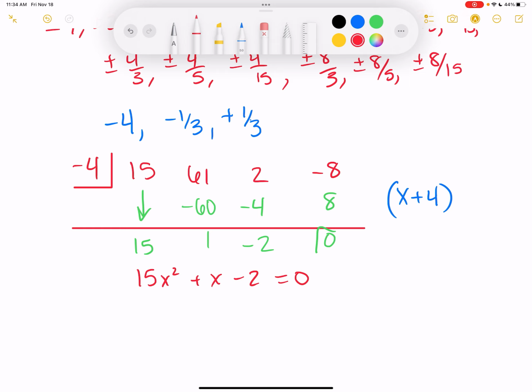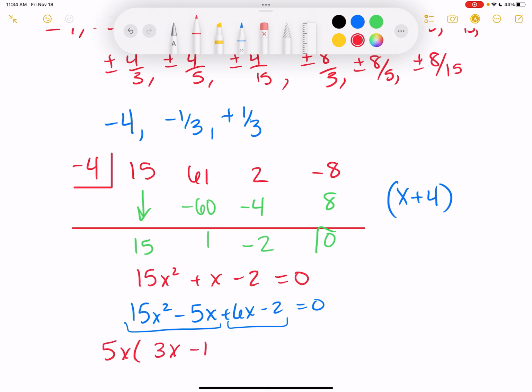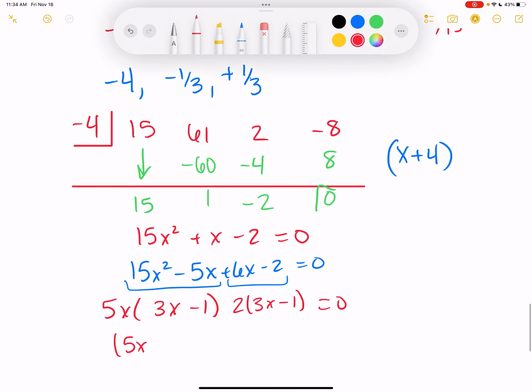What did I think about that? So 15x squared minus 5x plus 6x minus 2. So that's take out a 5x, 3x minus 1, take out a 2, not a 3, 3x minus 1. So 5x plus 2 and 3x minus 1.